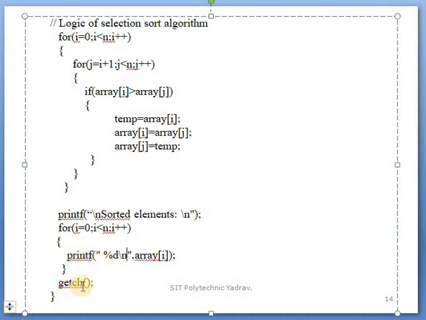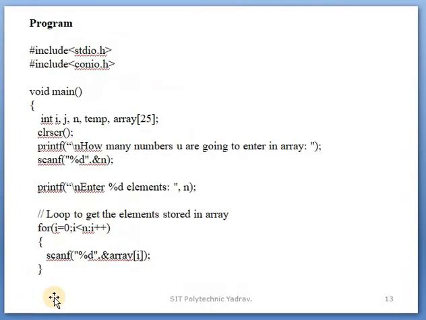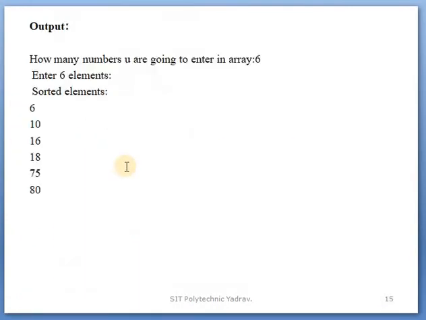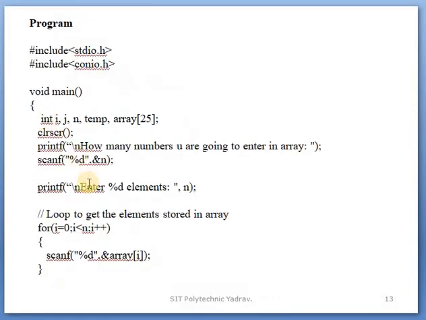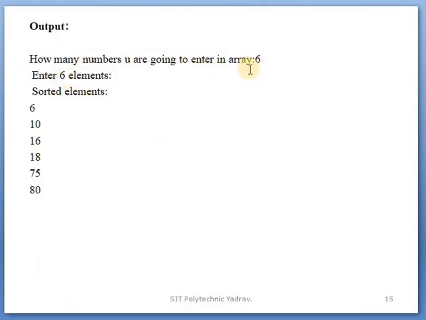After that getch means your output is displayed and you exit the main function, okay, which will be open. Okay, the output is that message: how many numbers you are going to enter in an array. This message will be displayed.